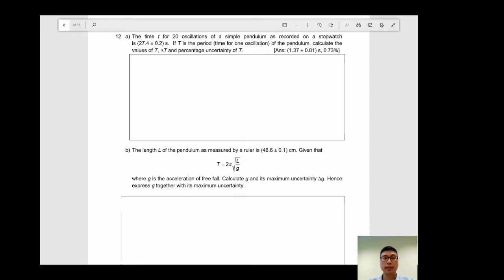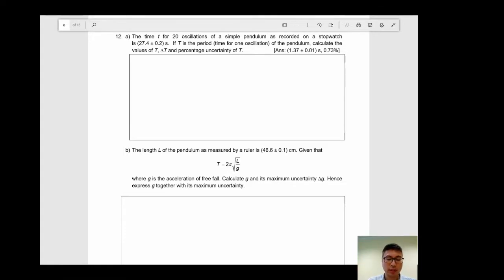Okay, let's take a look at question 12a. Now, you took a pendulum, the time for 20 oscillations, and now you want to find the time for one oscillation, the period. Now, how is the uncertainty affected if you took the time for 20 oscillations and then divided by 20? Let's take a look.